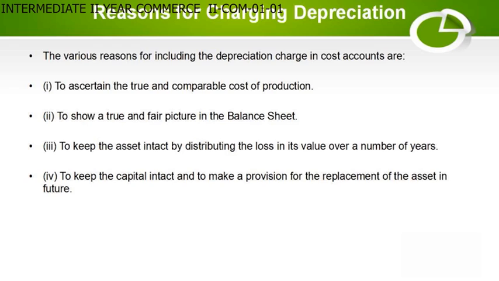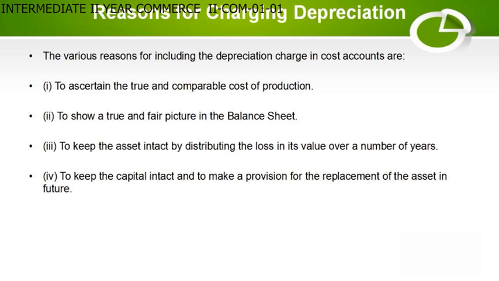The depreciation should be shown in our accounts, because it will be reflected in the balance sheet on the asset side by deducting the depreciation amount from the concerned asset. It's a must for everyone to show the depreciation amount in the accounts.